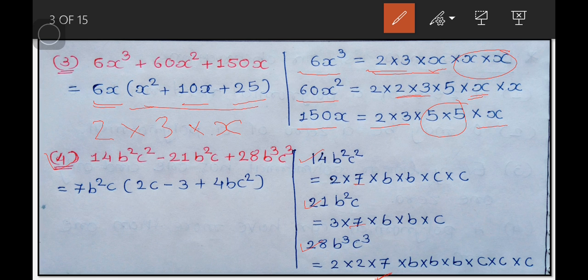So first we extract 7 from each term, and after that you can see that b² is also common in each term, and c is also a common factor from each term. So here we find 7b²c as the common factor in each term. We extract 7b²c from each term, and the remaining part is 2c minus 3 plus 4bc².